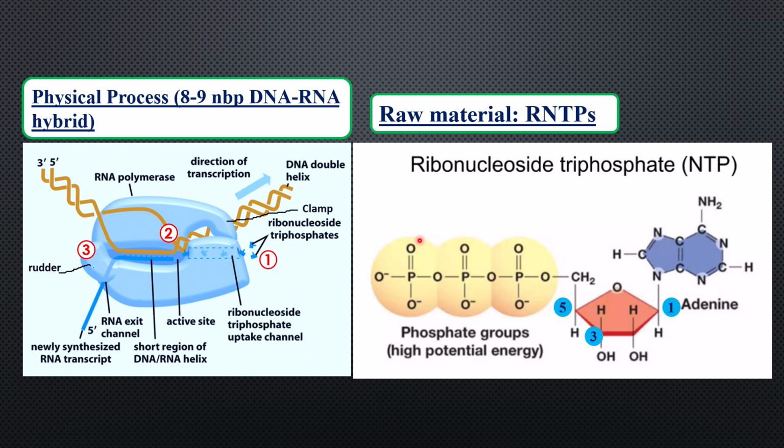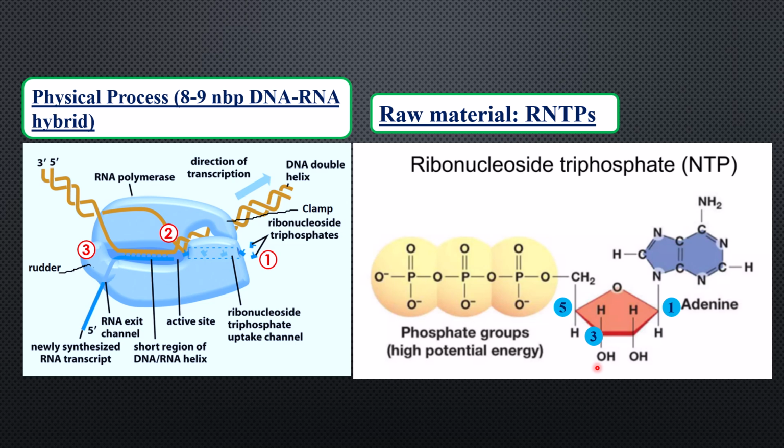I think from very earlier classes we know what the building blocks of DNA and RNA are. So here the RNA building blocks are the RNTPs, which have a ribose sugar, then a nitrogenous base, and then a triphosphate group which provides the energy. The ribose sugar plays a very crucial role in forming the backbone of any type of nucleic acid, whether DNA or RNA.